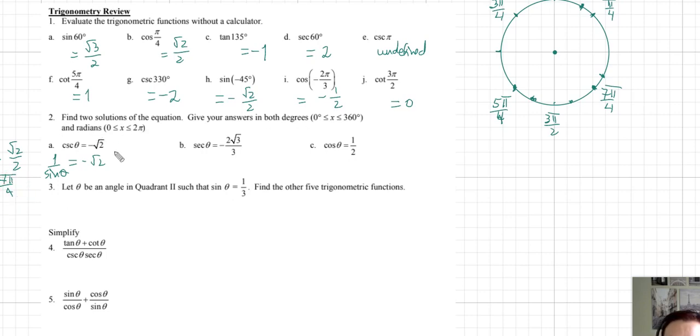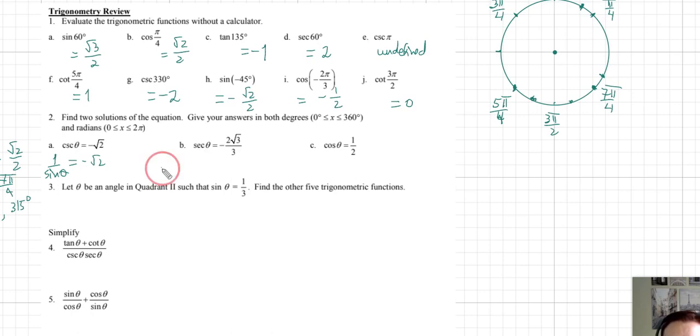But we also need to give the answers in degrees. In degrees, our answers are going to be, remember, 45, 90, 135, 180, 225 degrees. And this one is going to be 315 degrees. All right, secant theta is -2 root 3 over 3.